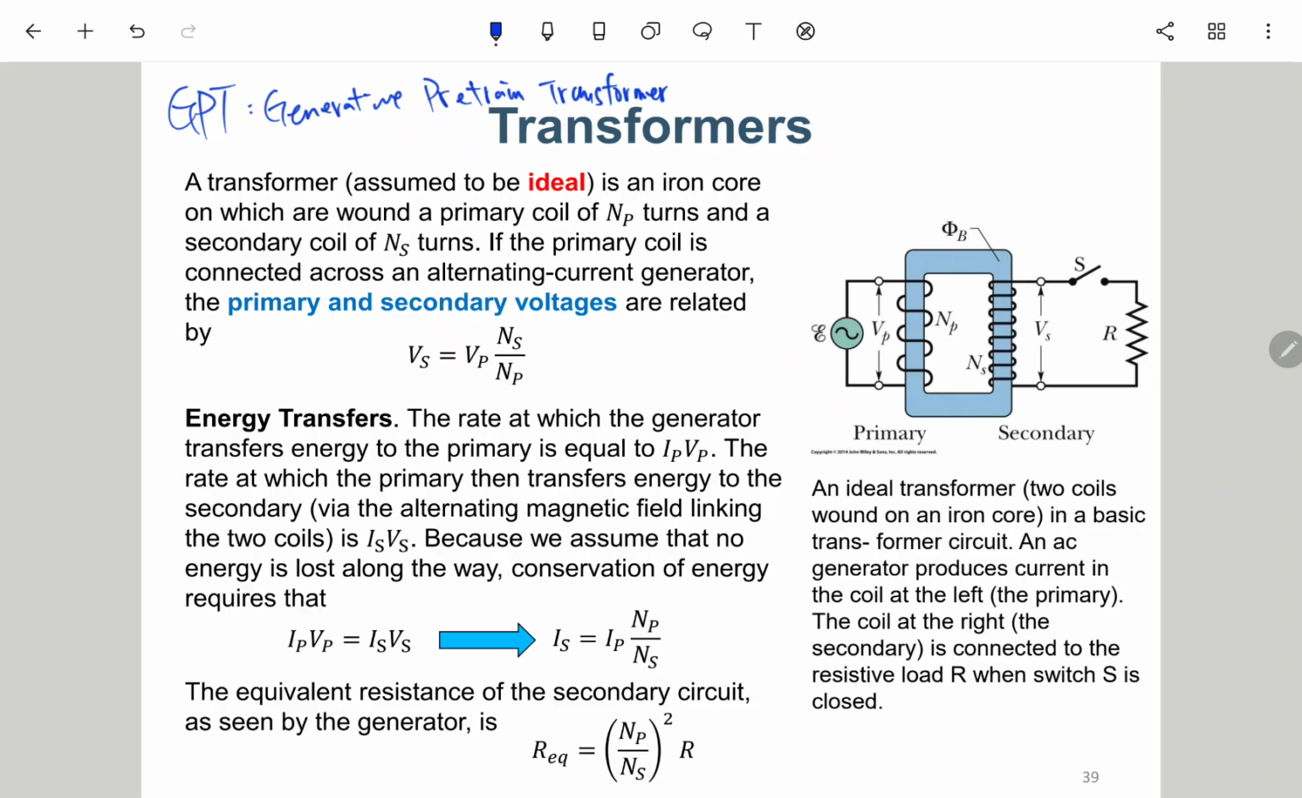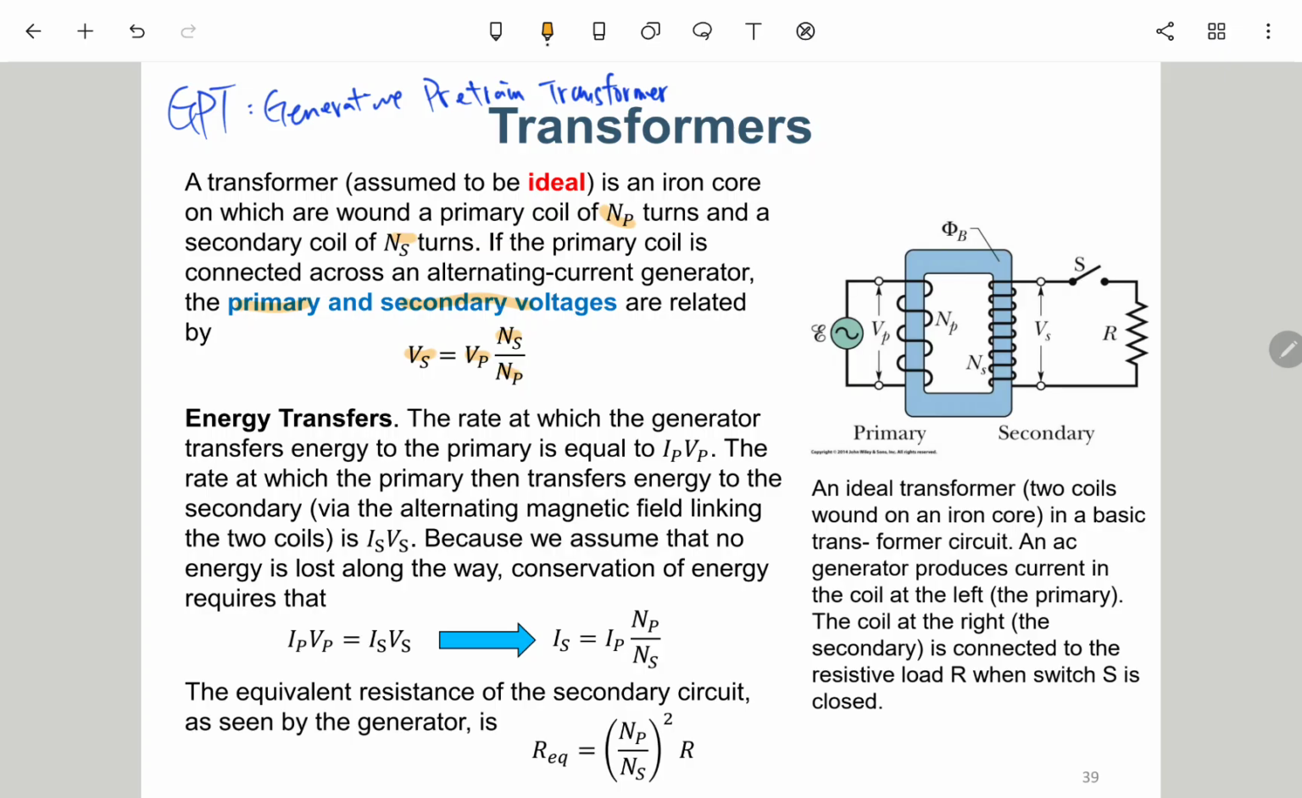So going back to here, we talk about the second transformer, the 变压器 here. So here a transformer assumed to be ideal is an iron core on which are wound a primary coil of Np turns and a secondary coil of Ns turns. If the primary coil is connected across an alternating current generator, the primary and secondary voltages are related by Vs equals Vp times Ns over Np.